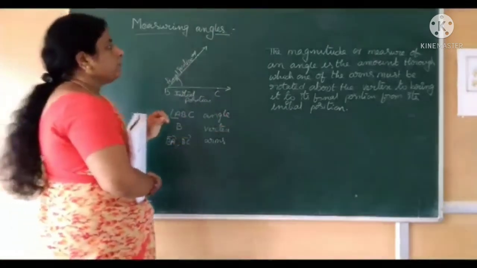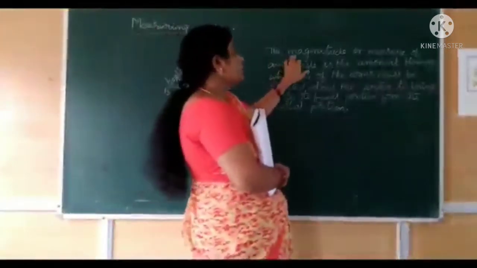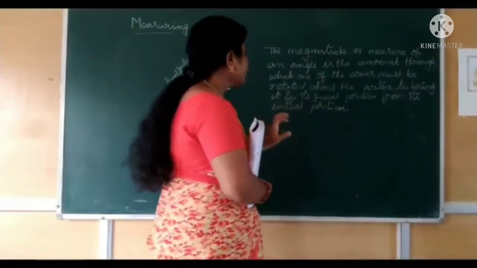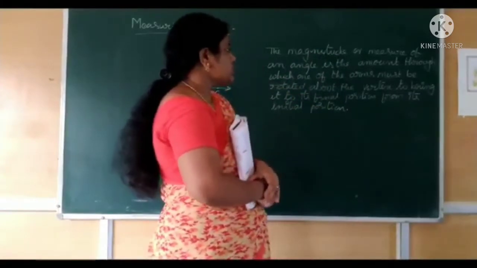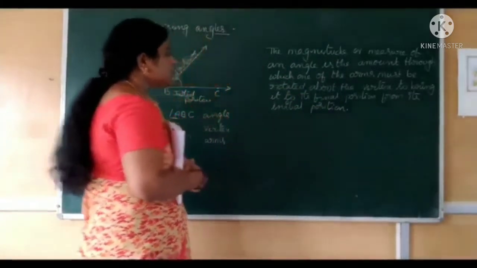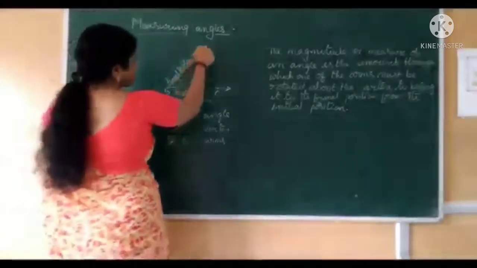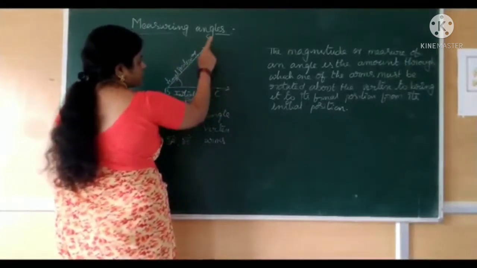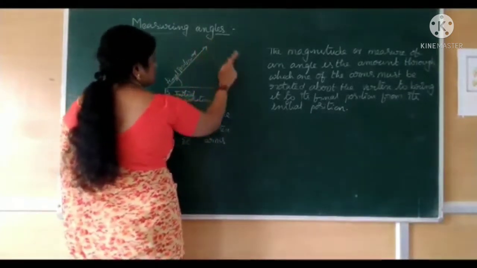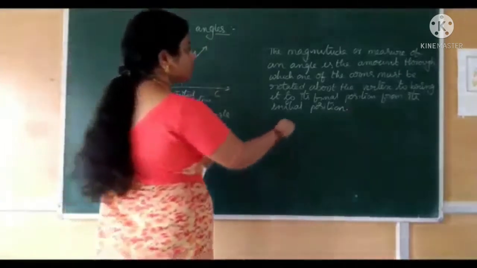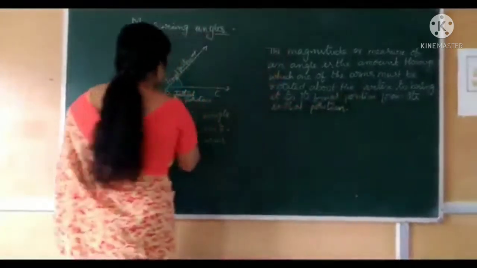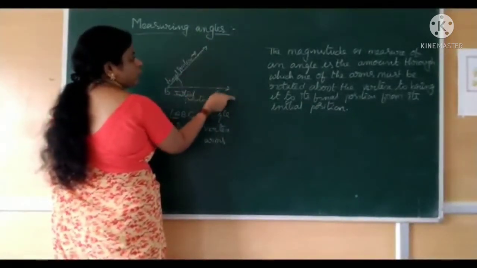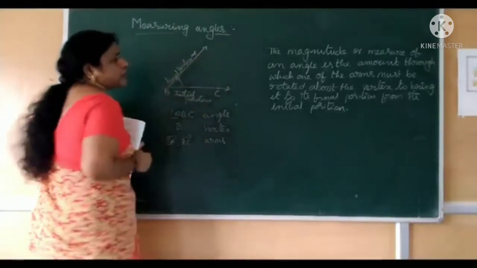Now, the measure of an angle. How can we measure the magnitude or measure? The magnitude or measure of an angle is the amount through which one of the arms must be rotated about the vertex to bring it to its final position. Here, BA is coming to the final position BC from its initial position. How much the angle is formed, we can measure.